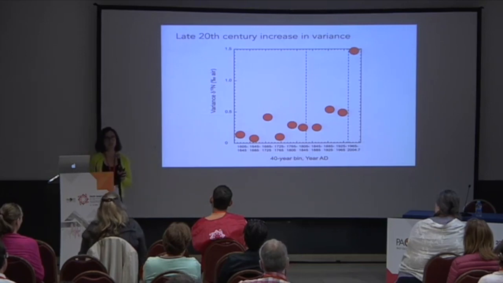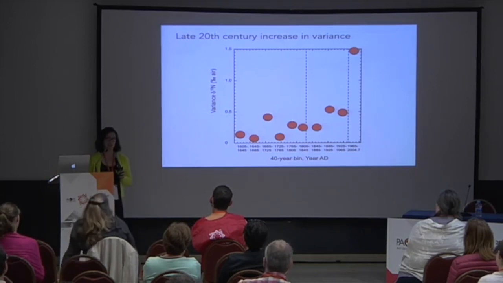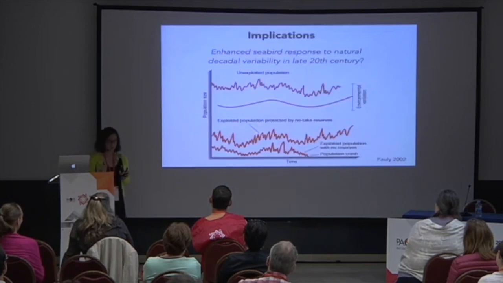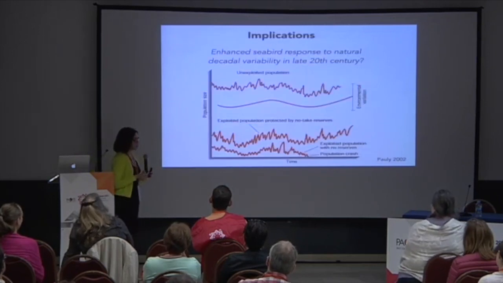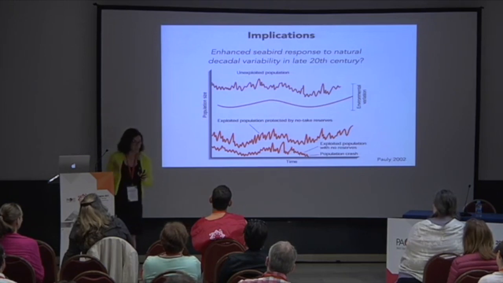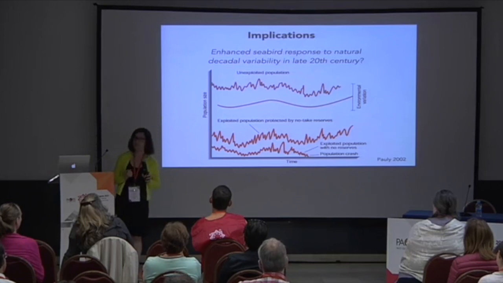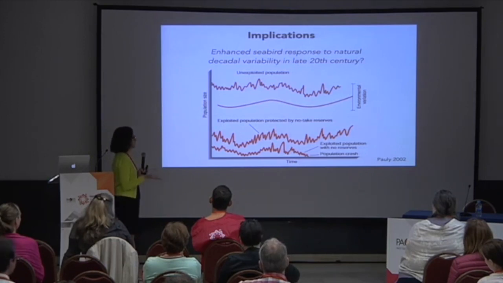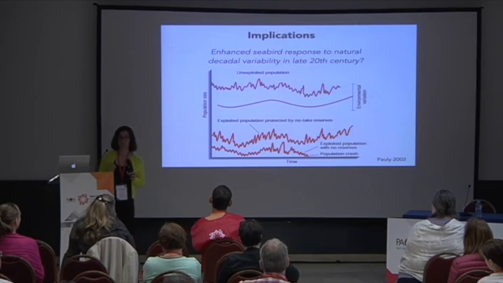So there is this increase in variance in the isotope records, suggesting an increase in variance in the seabirds of this watershed in the late 20th century. And so what are the implications of that? Well, there could just be a natural increase in decadal variability, or these birds could suddenly be responding more sensitively to decadal variability. And that could happen if you have an exploited population, such as one of their prey items or the entire ecosystem. And so a population will become more susceptible to decadal variability at low population numbers. They have less of a buffer.